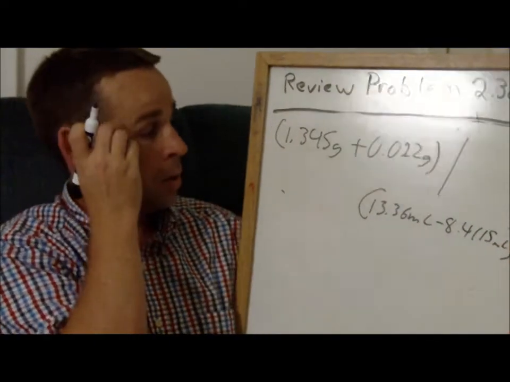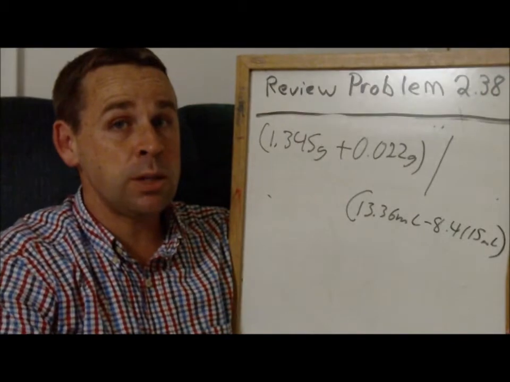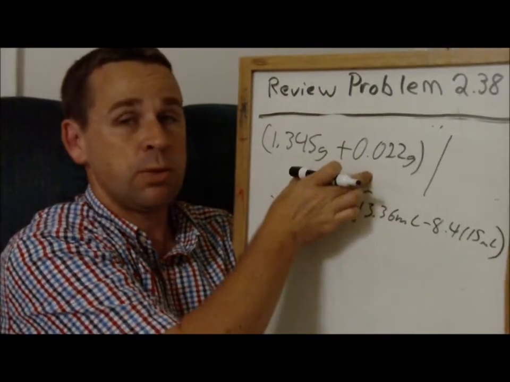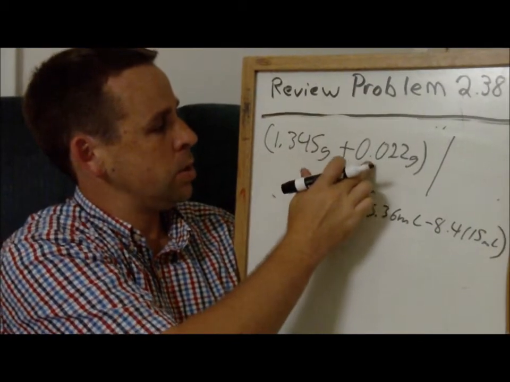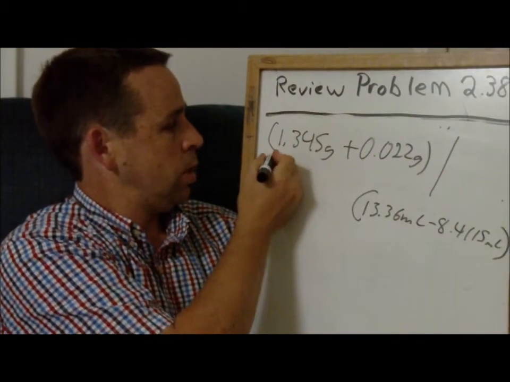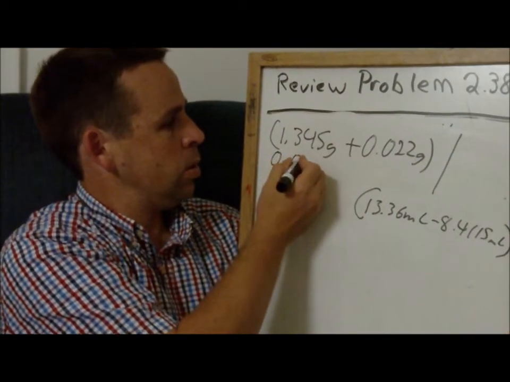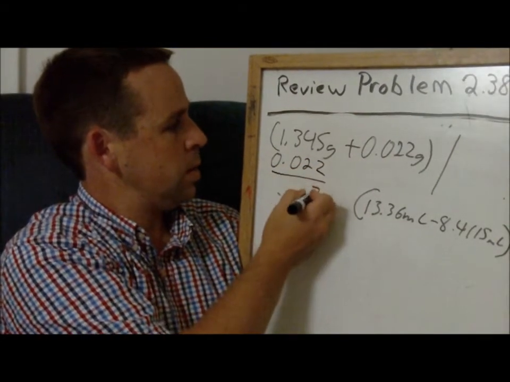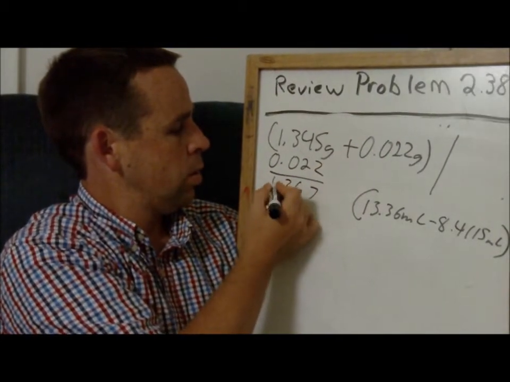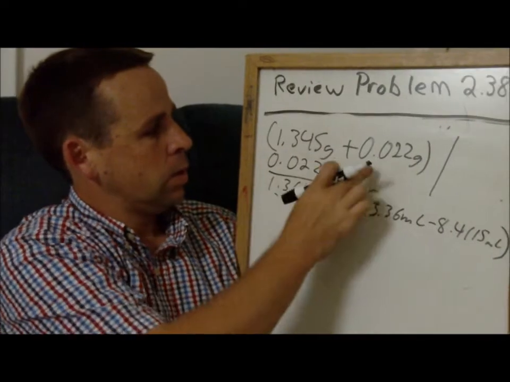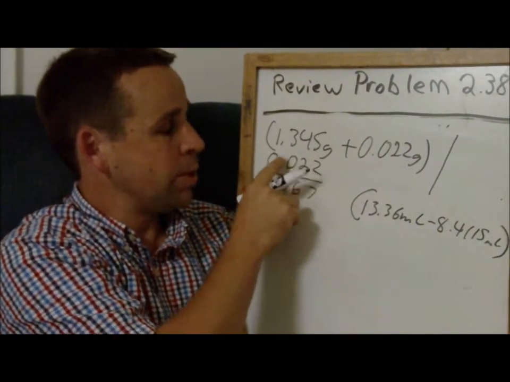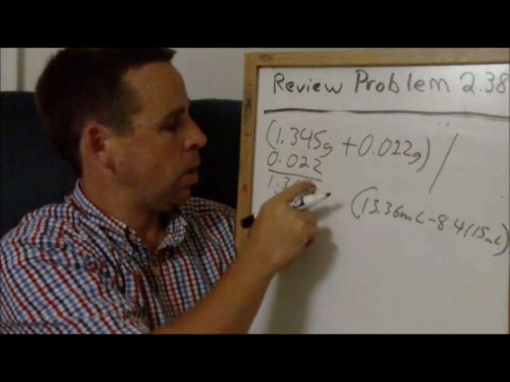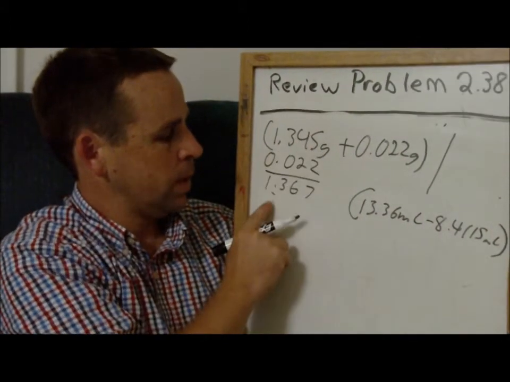So again, please excuse my dear Aunt Sally. We have the parentheses that we have to do before the division. 1.345 plus 0.022. I line up the decimal points. My answer is going to be 1.367. That's 3 digits beyond the decimal point, so I keep all of these digits beyond the decimal point.